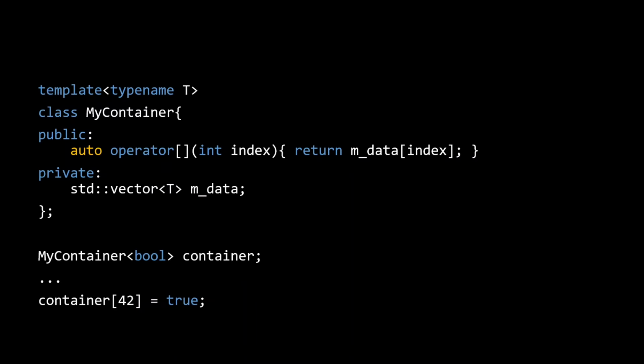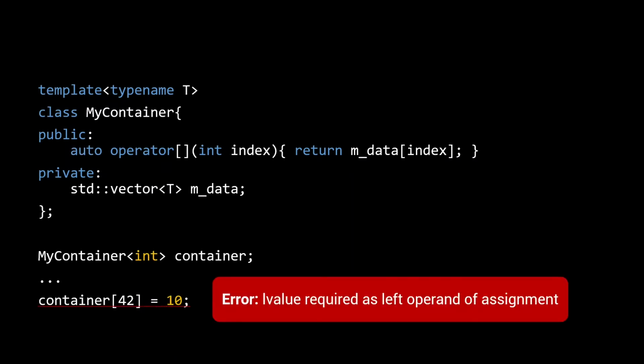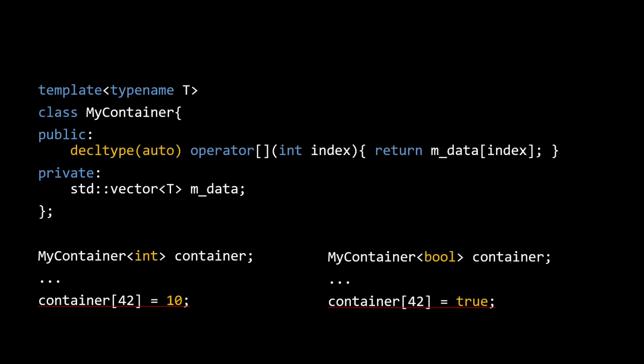However, if we now go back to the container of int example, we run into problems again. Error: lvalue required as left operand of assignment. And that's because auto here is deduced to be an integer, not a reference to an integer. So we could add an ampersand here, but then we can run into problems with our boolean container. The solution is to use decltype(auto), because yes, this deduces to something different than just using auto itself.